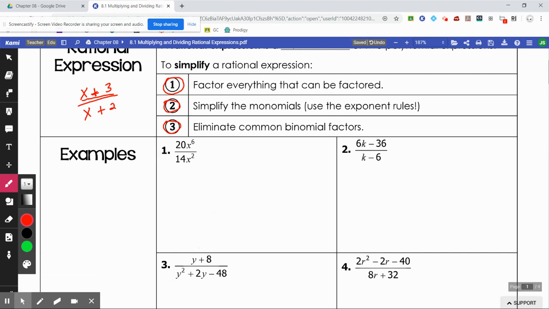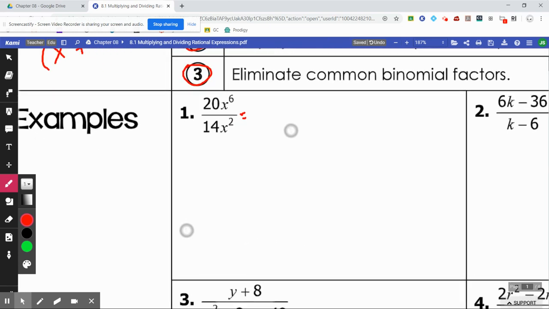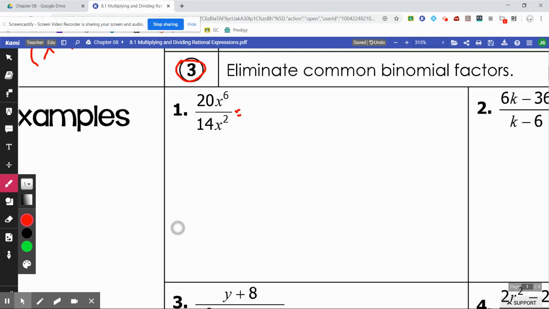So think of it like this. Anytime you have a binomial, say the plus or minus sign, put those in parentheses, just to remind yourself, you can't cancel part unless you're going to cancel the whole thing. However, with monomials, notice here with number one, let's go ahead and start working some examples. With monomials, you can cancel pieces.